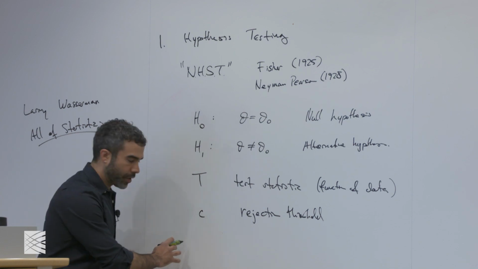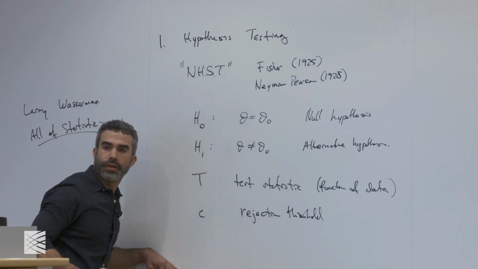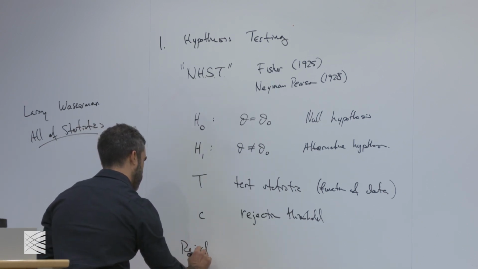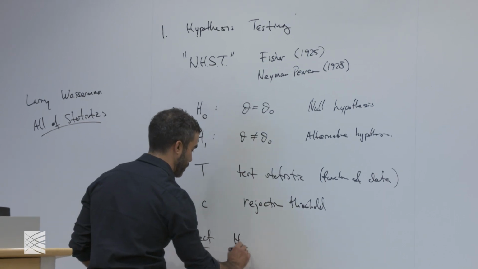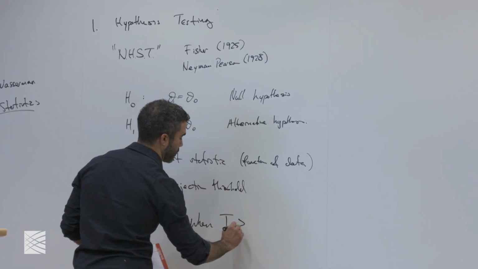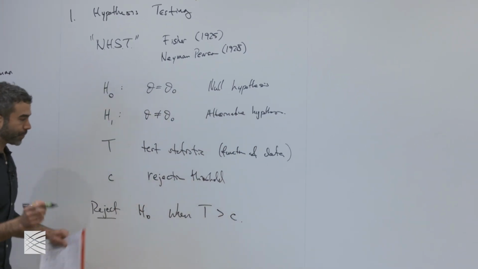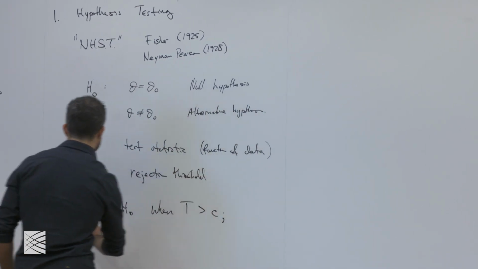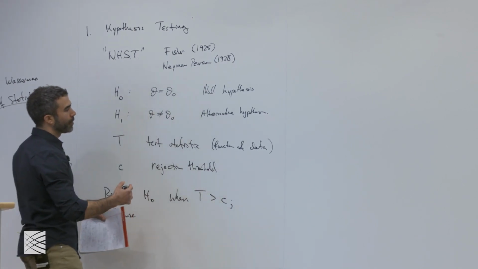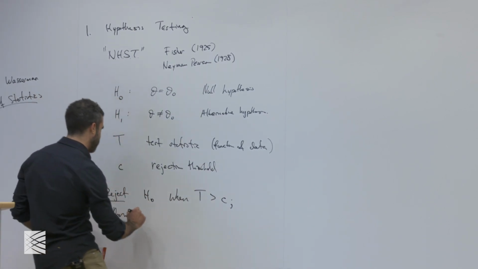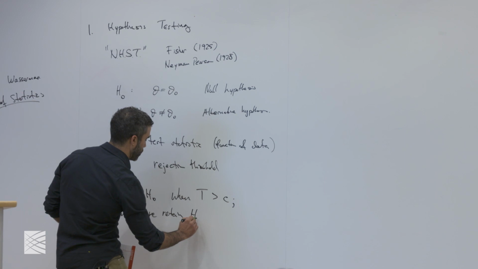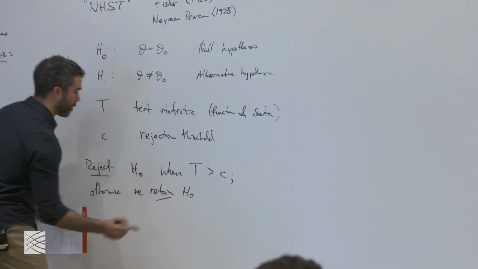And how low can I write here? Is this blocked for anyone? It's okay? Okay. We reject the null hypothesis when the test statistic exceeds the threshold. Very simple. And what do we say otherwise? Otherwise, the way we talk about it is that we retain the null. So we reject the null or we retain the null.